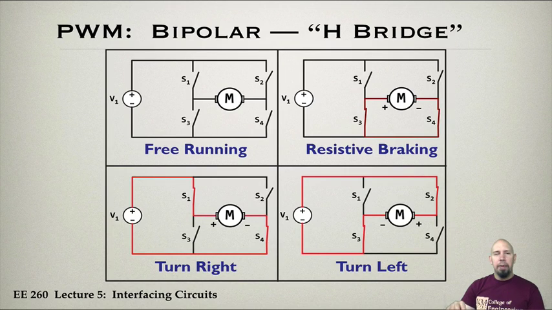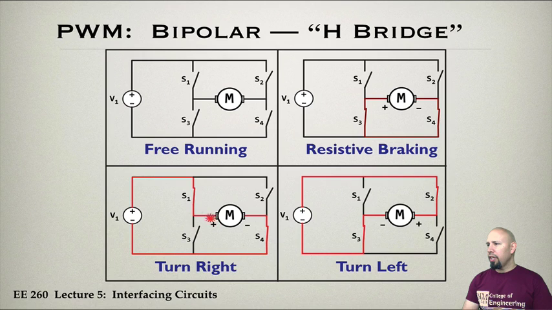Okay, so again, depending on where you put the switches, you can get different things happening. First of all, when all the switches are open, that's called a free running condition. When you want to shut the motor down and let it coast to a stop, you can do it this way, and basically there's no current flowing through the motor at all. So the motor runs and it shuts down eventually.